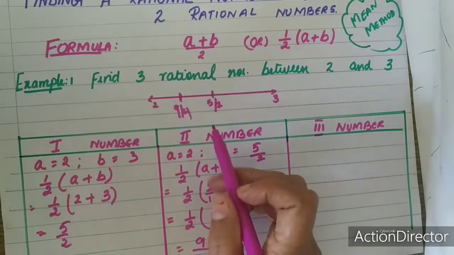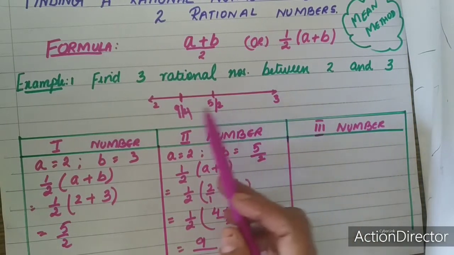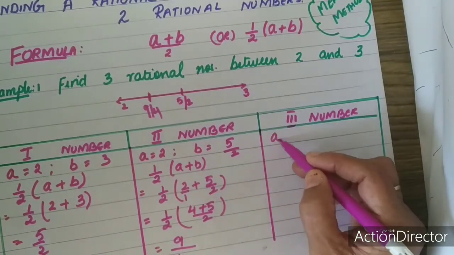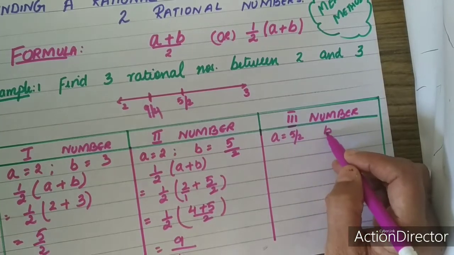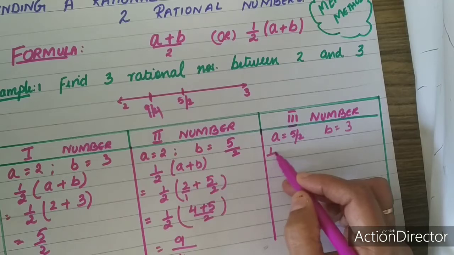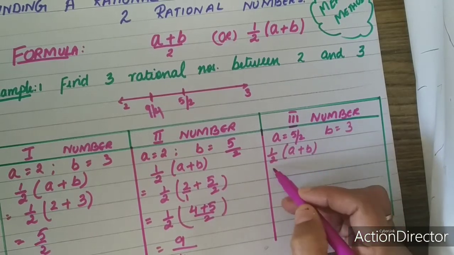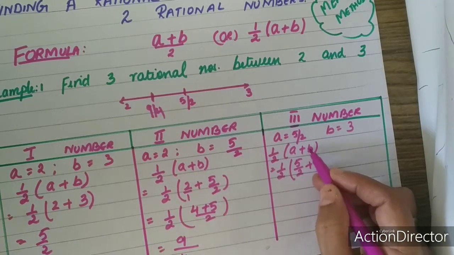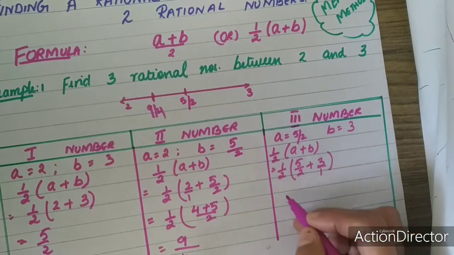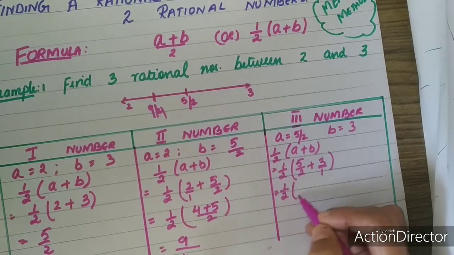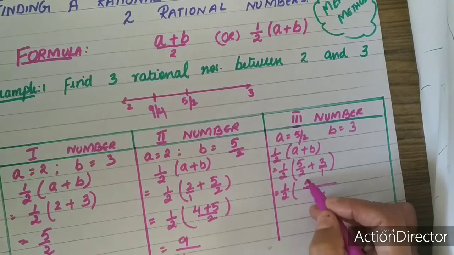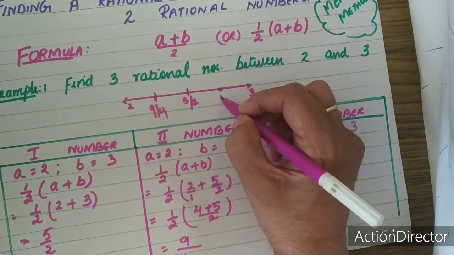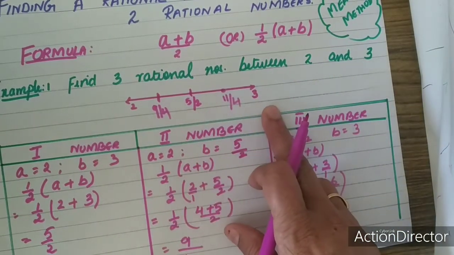Now let me find the third number between 5 by 2 and 3 by taking A as 5 by 2 and B as 3. So now A is equal to 5 by 2 and B is equal to 3. What is my formula? Half of A plus B. So this is equal to half of, what is A? A is 5 by 2 and what is B? B is 3. Now take the LCM and find the calculation. Half of, LCM is 2, 5 plus 6, which is equal to 11 upon 4. So my third number is 11 upon 4, which lies between 5 by 2 and 3.